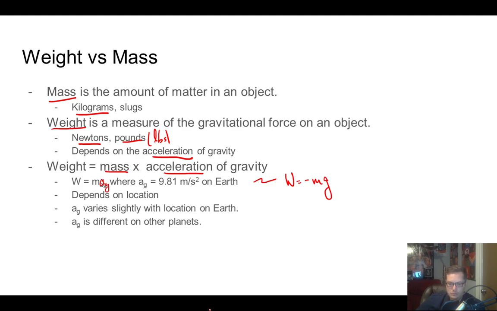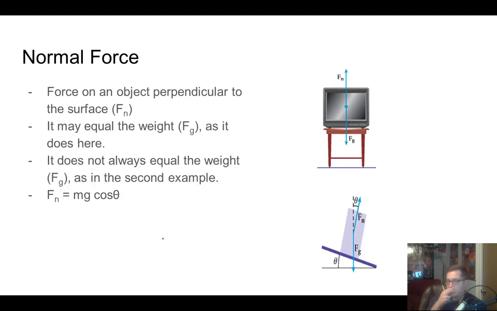So it also depends on the location. Acceleration due to gravity does vary slightly with each location on Earth, but for the most part, it's pretty much 9.81. And it's obviously going to be different on different planets.